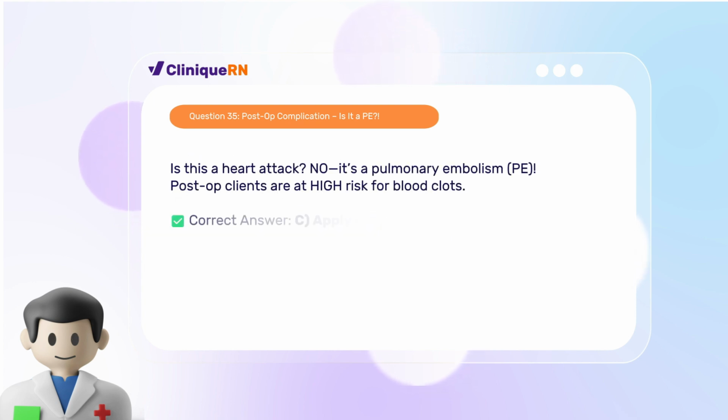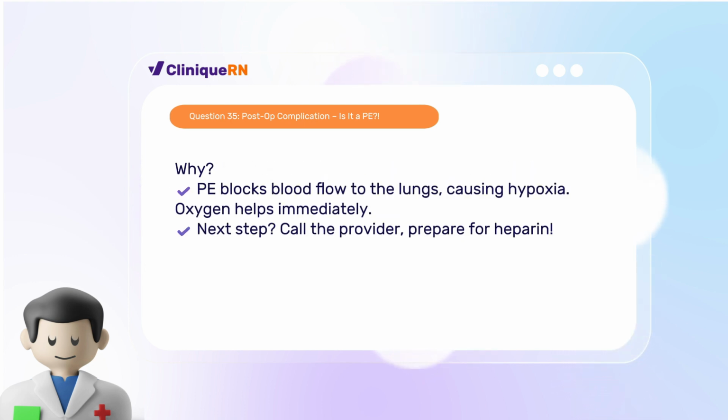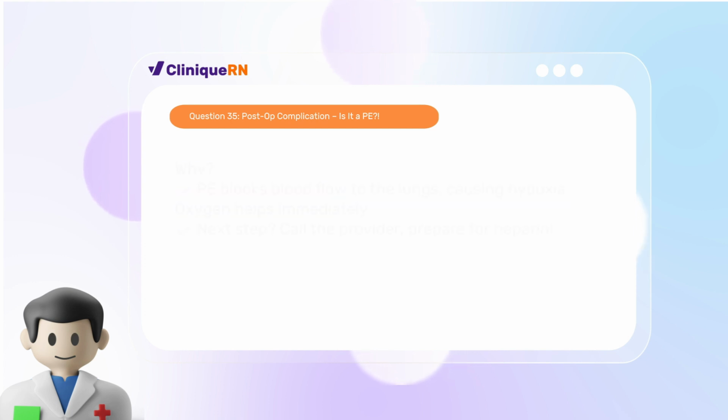Is this a heart attack? No, it's a pulmonary embolism, PE. Post-op clients are at high risk for blood clots. Correct answer: C. Apply oxygen. Why? PE blocks blood flow to the lungs, causing hypoxia. Oxygen helps immediately. Next step: call the provider, prepare for heparin.